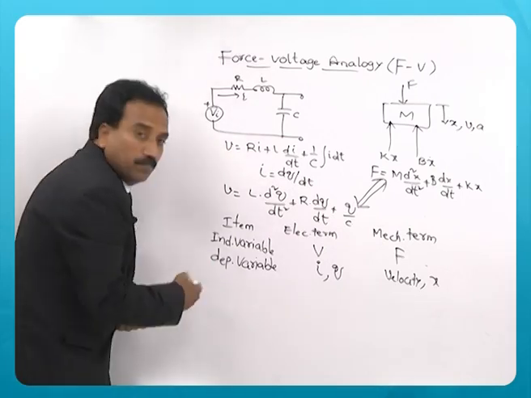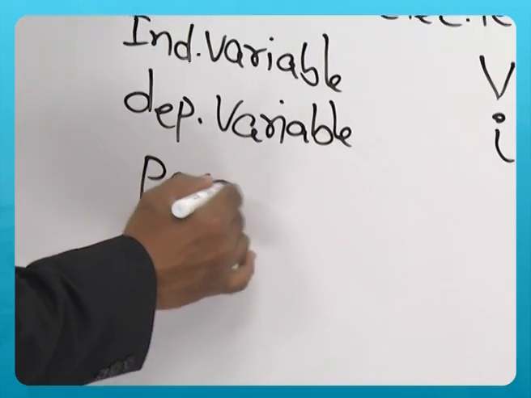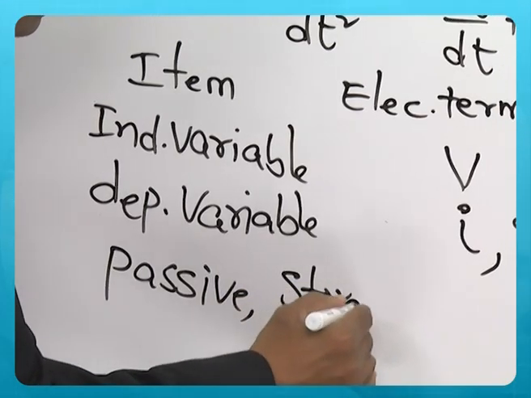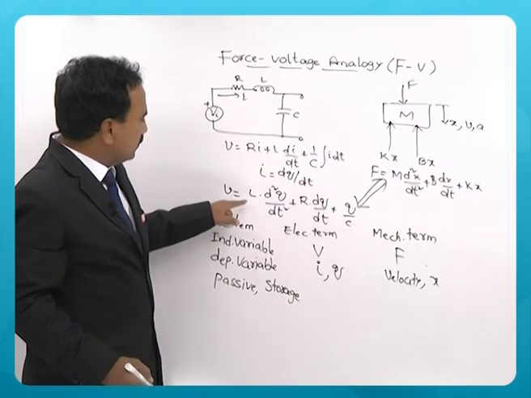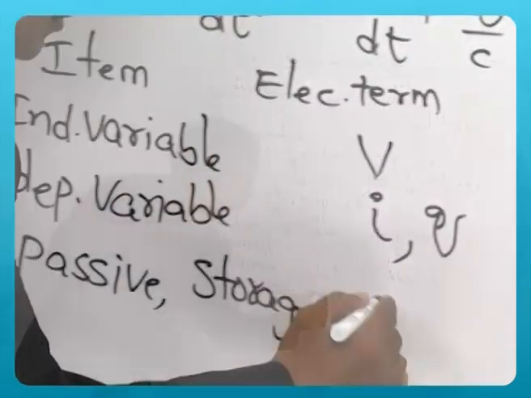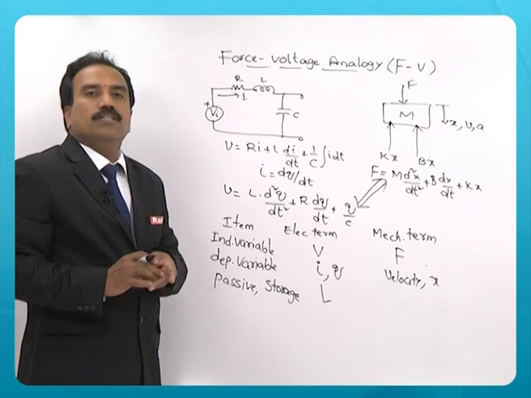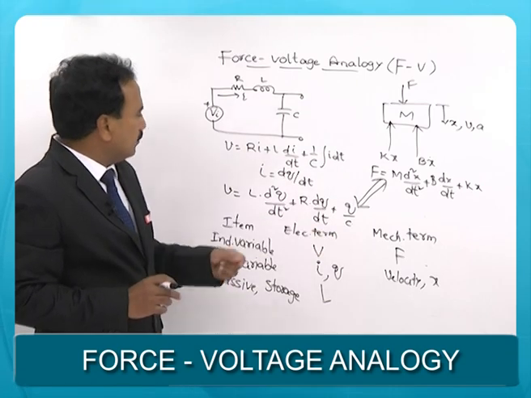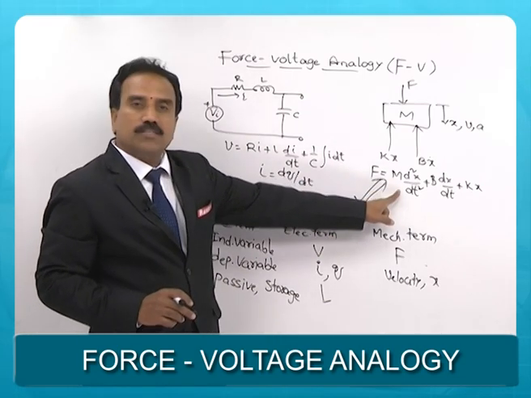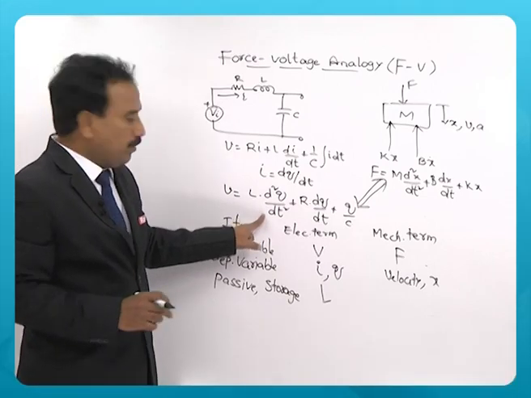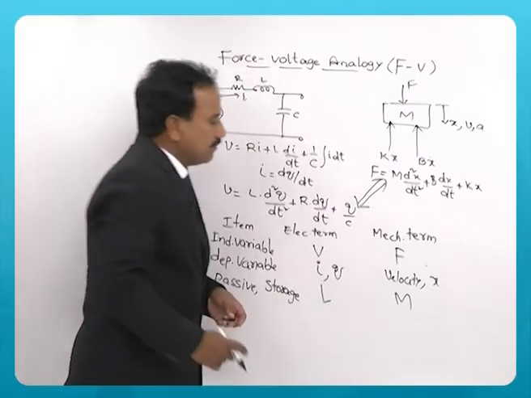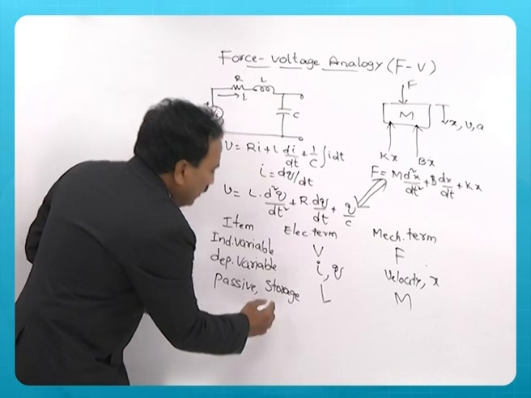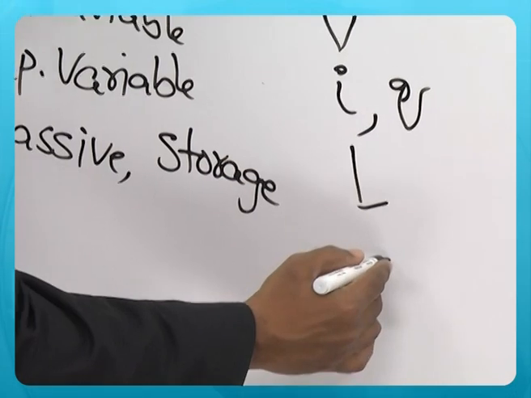Next, the passive components, the storage components. As you know, in an electrical system, inductance is a storage component, an energy storage component. Energy is stored in the magnetic field. That inductor L, what is the corresponding term in mechanical? You can see that m d square x by dt square corresponds to L d square q by dt square. So, mass is similar to the inductor of an electrical system. And the other storage element is a capacitor here.